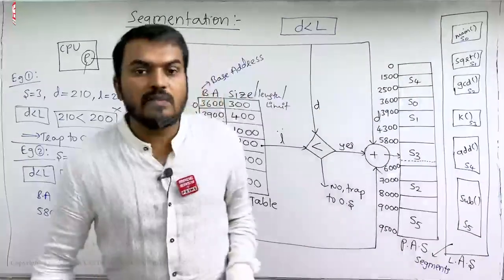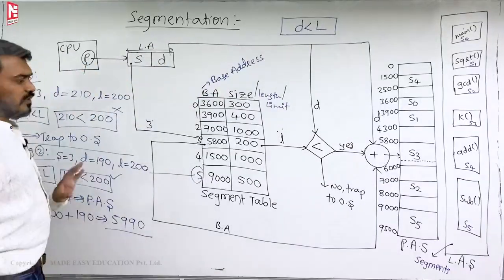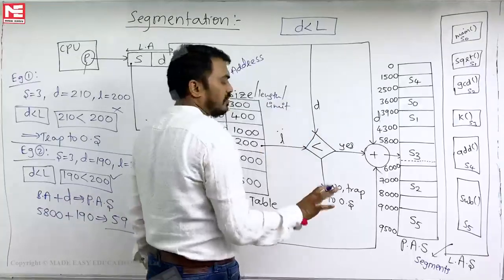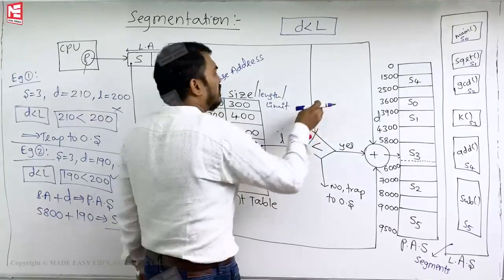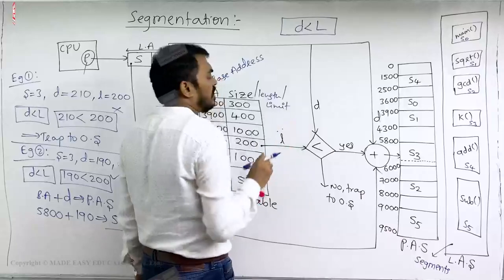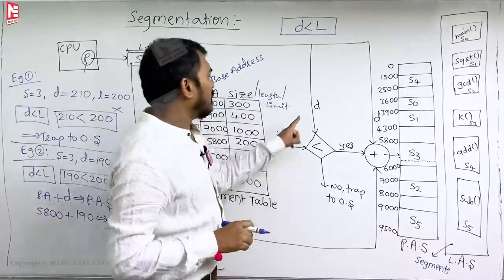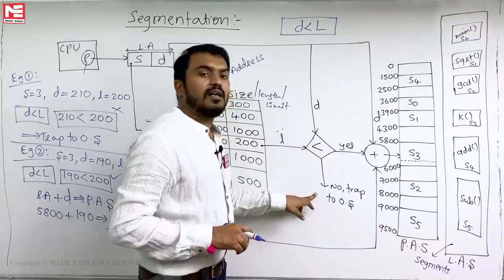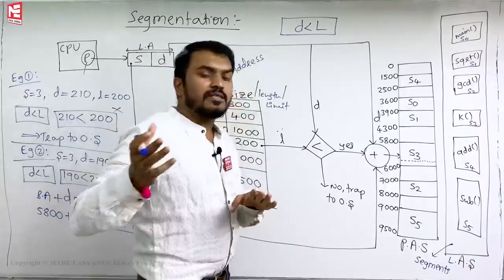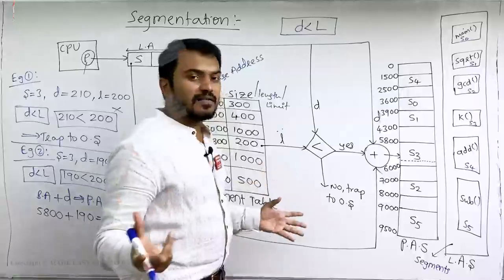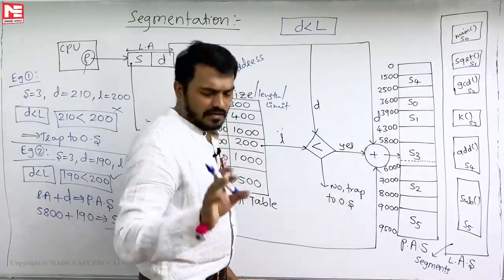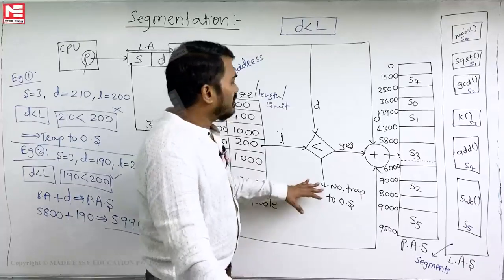So this is how segmentation will be implemented. I am just repeating all the points here. What is important here is only two things. First, the condition D less than L should hold. Whatever word number you are trying to refer to should be within the length of the segment. If it is not followed, you are referring beyond the segment, which is an illegal address. In that case, a trap will be generated to the operating system. Trap in the sense of a signal.